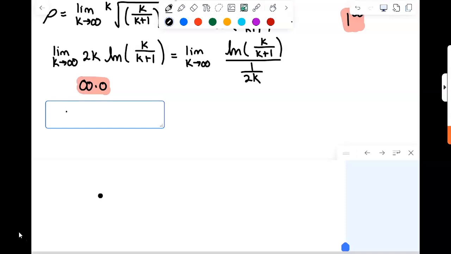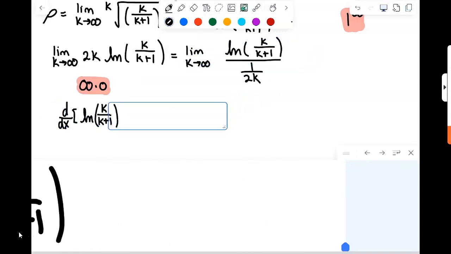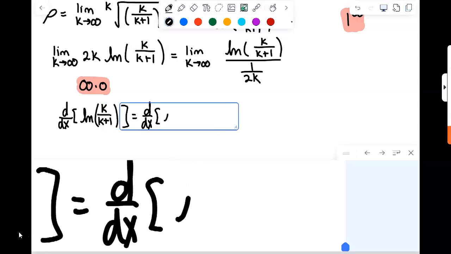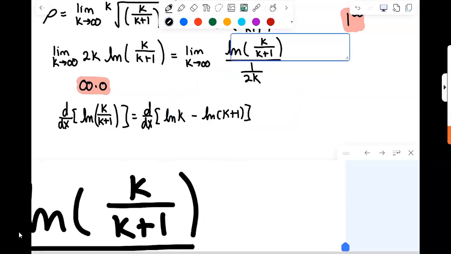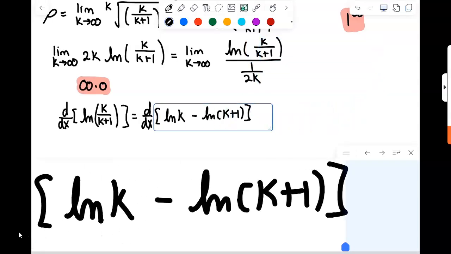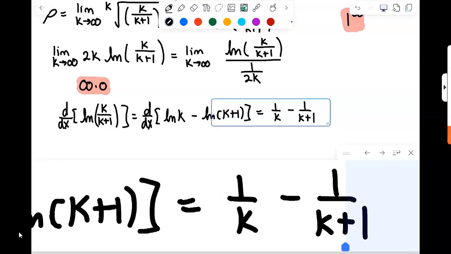Or I can step aside here for a second and say, hey, remember that when I do the derivative of the ln of something, instead of doing the normal route, I can write that as ln of k minus ln of k plus 1. So rather than having to do 1 over that stuff times the derivative using the quotient rule, I can just do it this way. And that's what I'm going to do here. Take my derivative. So that would be 1 over k minus 1 over k plus 1. Okay, so that's what we're doing now.